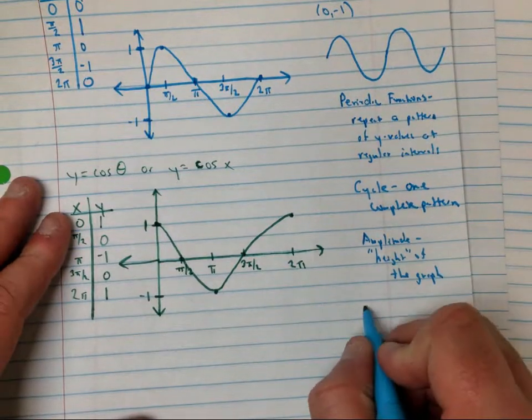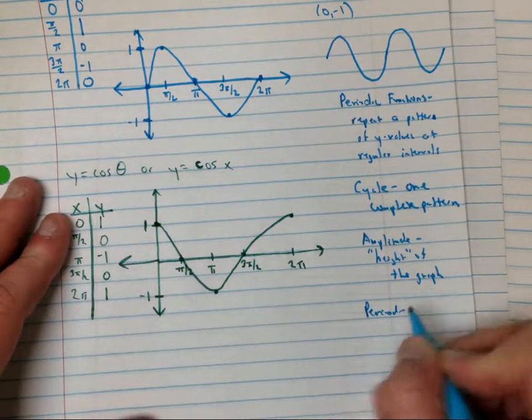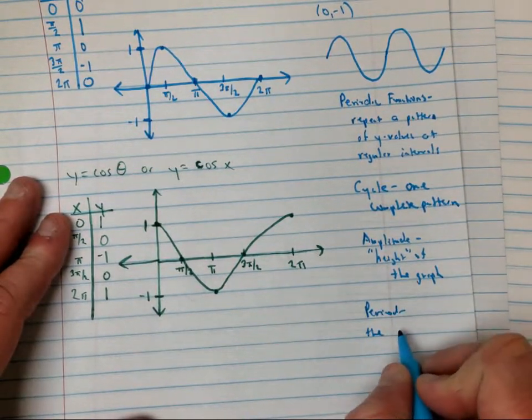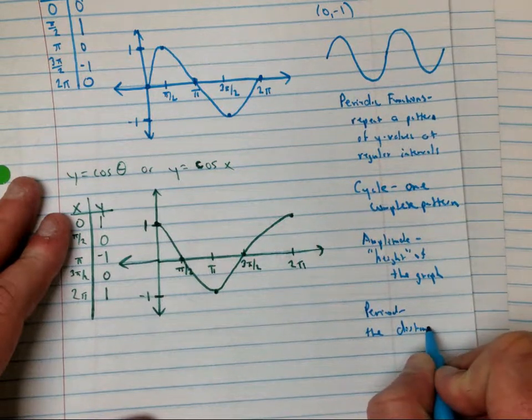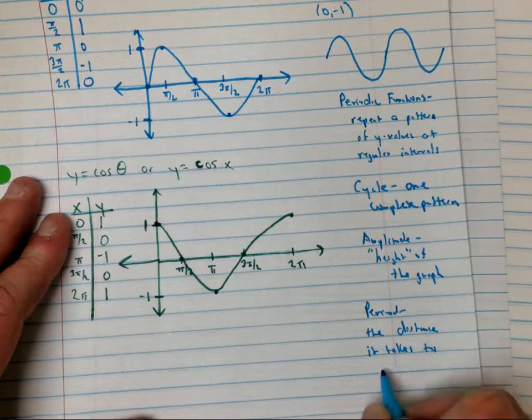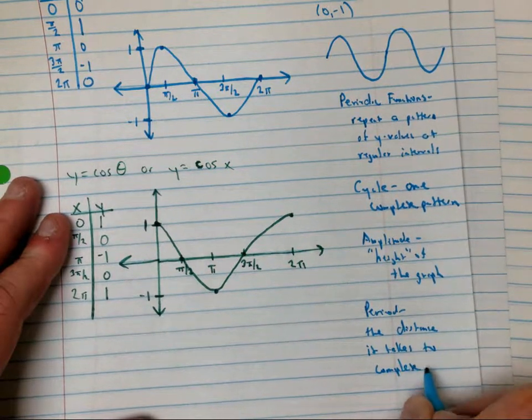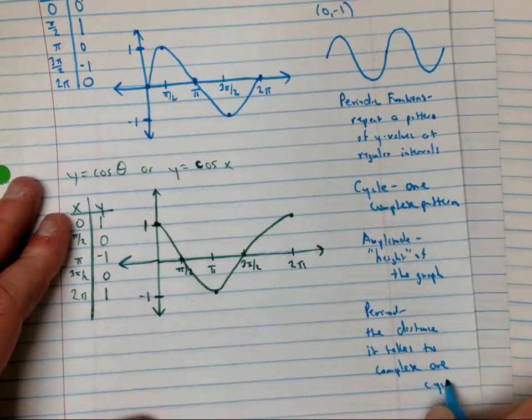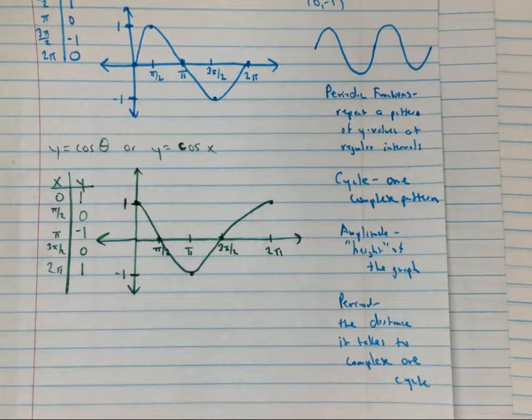And the last vocabulary word that you need to know is period. That is the distance it takes to complete one cycle. Those are very important vocabulary words.